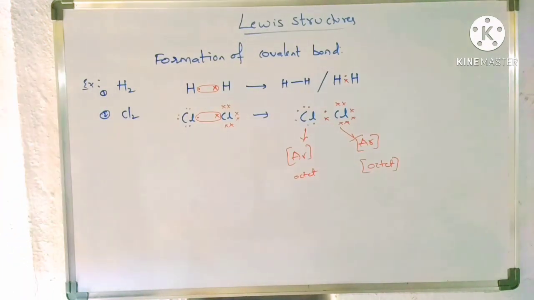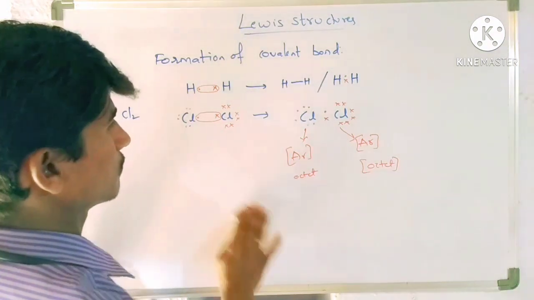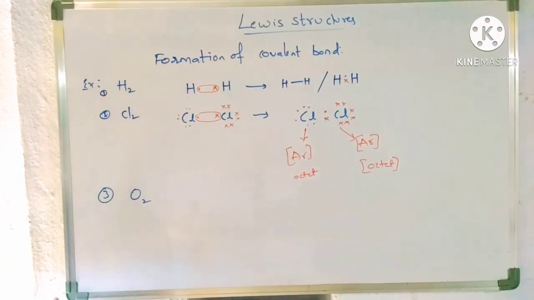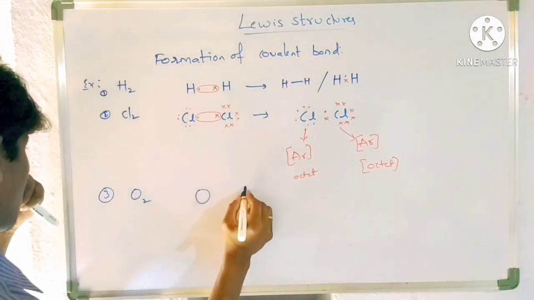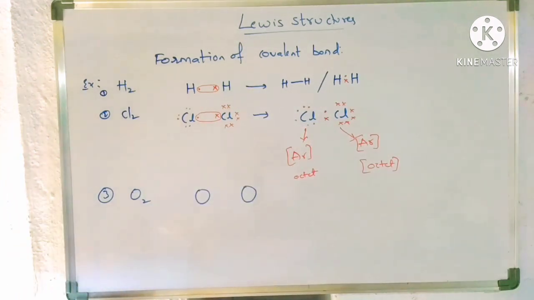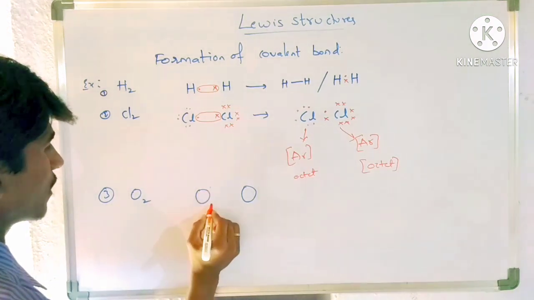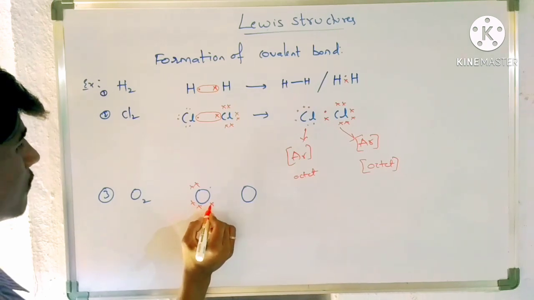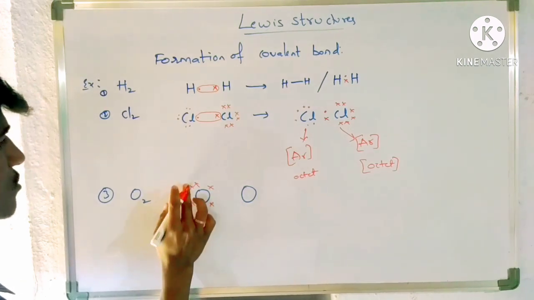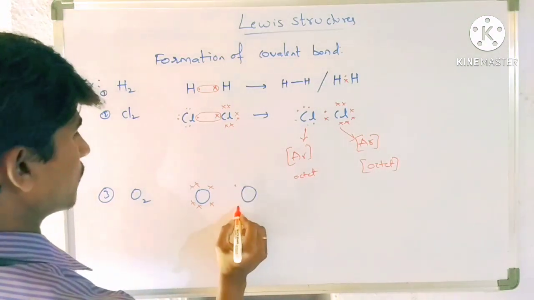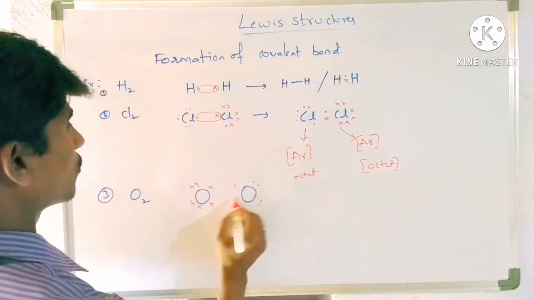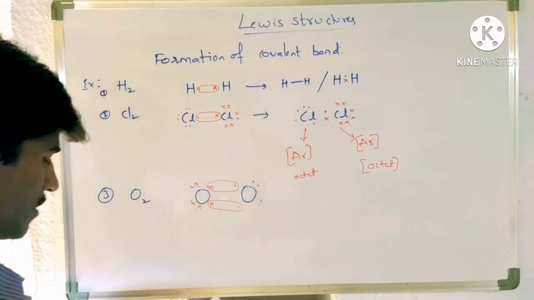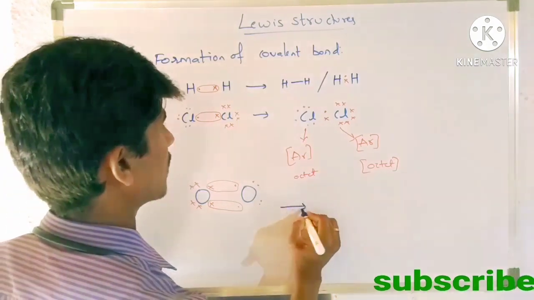Now let us consider another example. Oxygen. So here, how many electrons are there in oxygen? Valence electrons are 6. 2 are paired, 2 are unpaired. Now these 2 are unpaired electrons, and these 2 are paired electrons. Here also the same: 2 are paired, 2 are unpaired. When these 2 combine, sharing with each other, it leads to the formation of a new bond, that is O2.